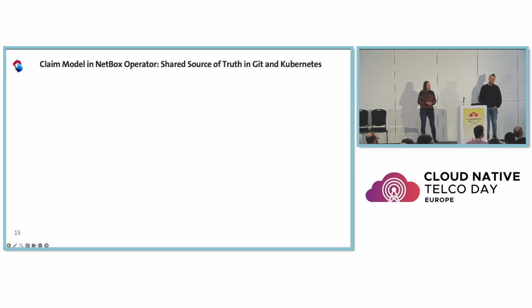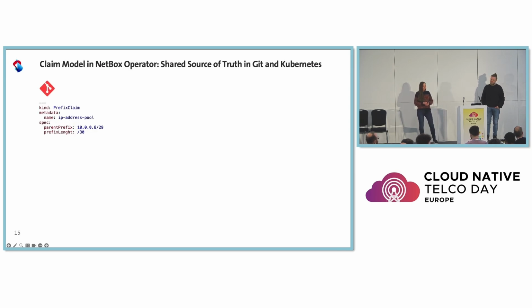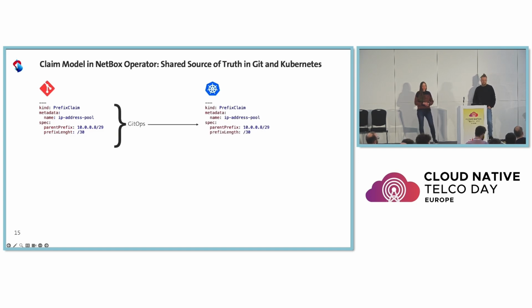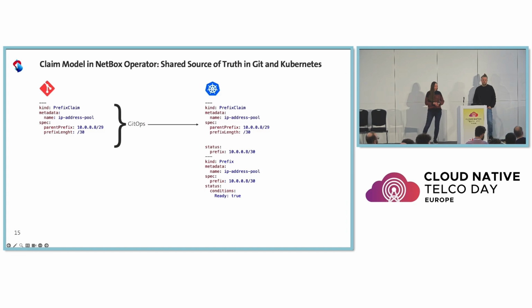So if you look at the source of truth here, the intent is stored in NetBox or in Git, and then when it's applied to the cluster at runtime, you will get the prefix that's actually used.